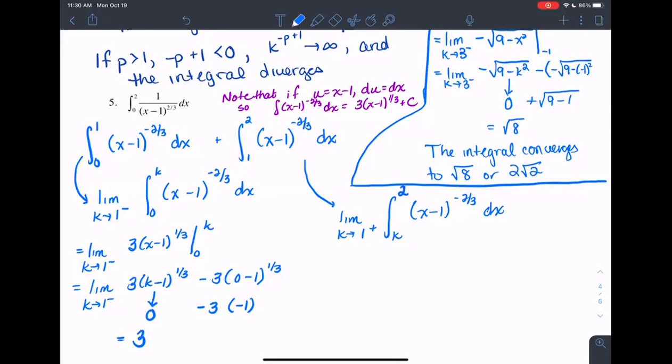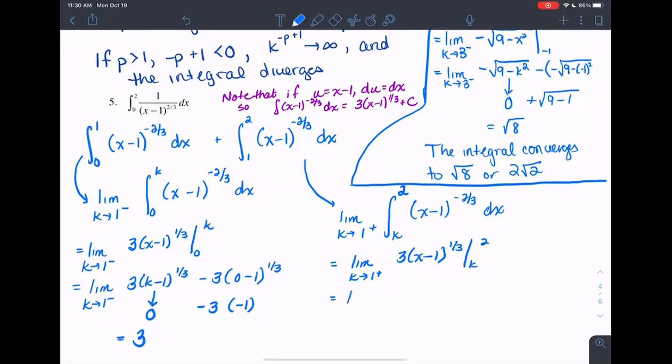And my second integral, I think, should also be equal to 3, but let's check it out. This is the limit as k approaches 1 from the right this time. 3 times (x minus 1) to the 1/3 from k to 2. Plug in my 2 and my k, and let k approach 1 from the right. That's a 1, so 3 times 1 is 3. That's heading to 0. That limit is also 3.